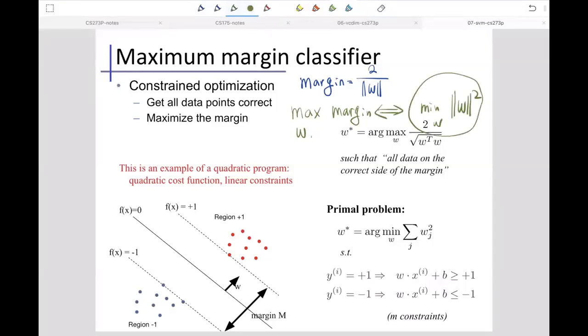So we're going to minimize this, the norm of W here. At the same time, subject to a set of constraints. So these are the constraints.